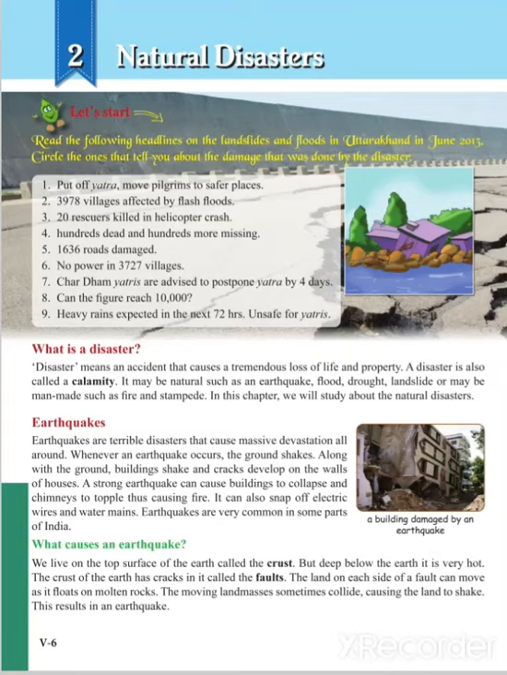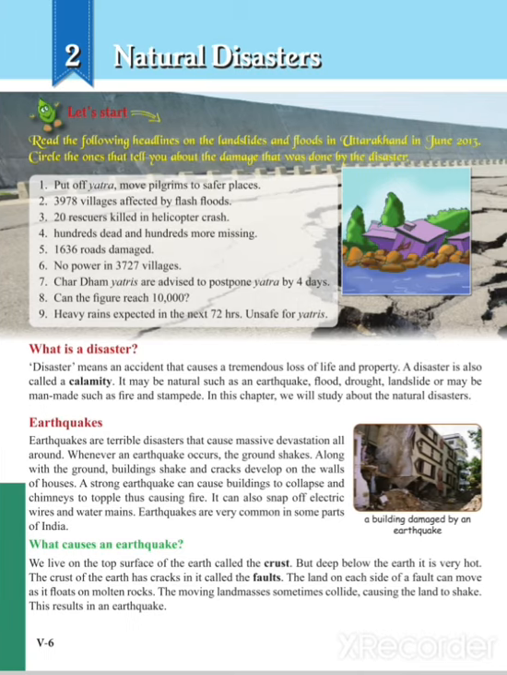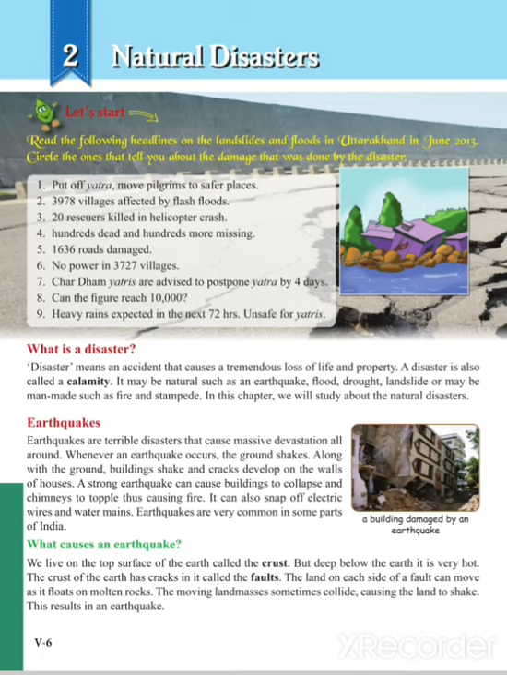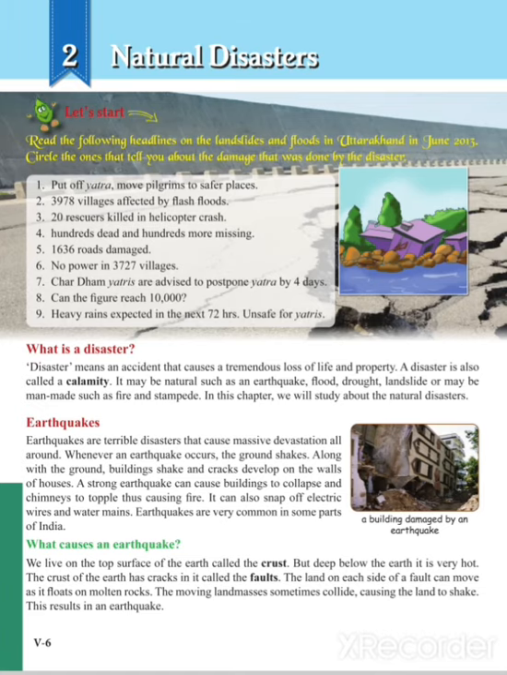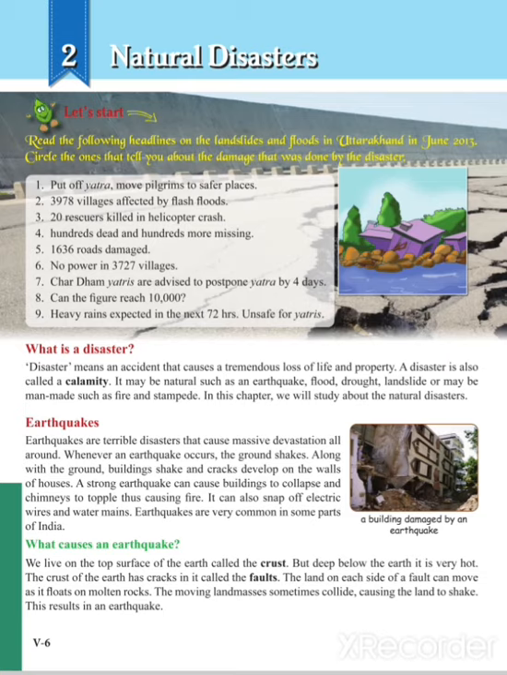Hello friends, today we are going to see the next lesson, that is natural disaster. What is a disaster? Disaster is an accident that occurs without human knowledge, which can cause human loss and property loss. The disasters are also called calamities.